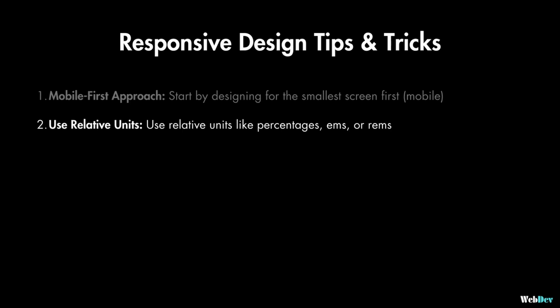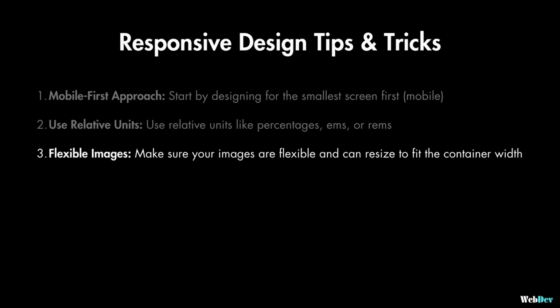Next tip is you can use relative units instead of fixed pixel values for sizes and spacing. You can use relative units like percentages, ems, rems, and so on, and this will allow your design to scale proportionally to different screen sizes. Next, you can use flexible images. Make sure your images are flexible and can resize to fit the container width. You can use max-width 100%, for example, to achieve this, and other techniques like that.